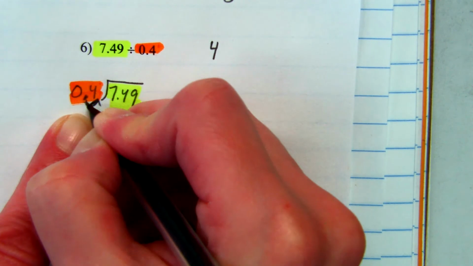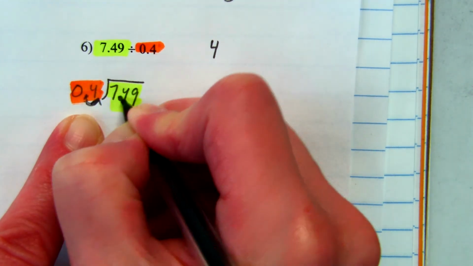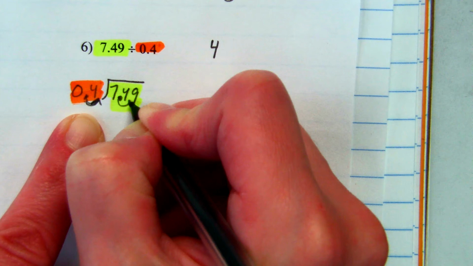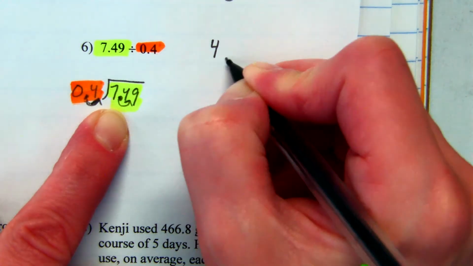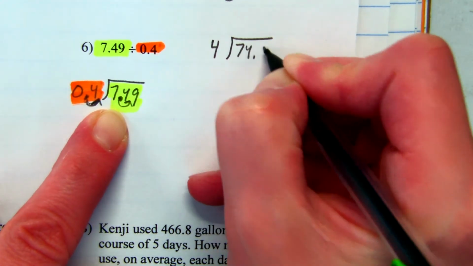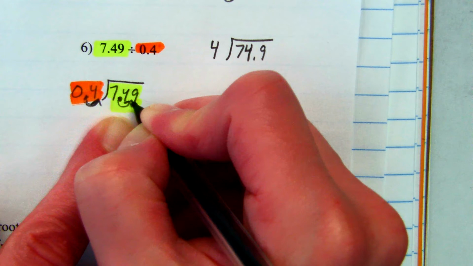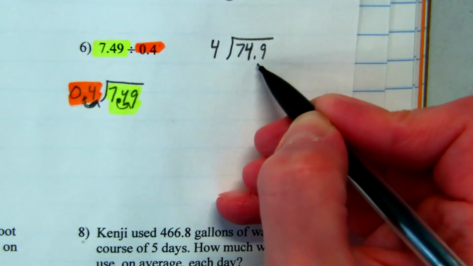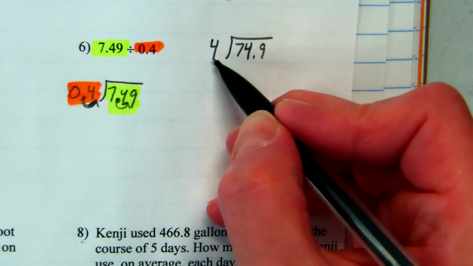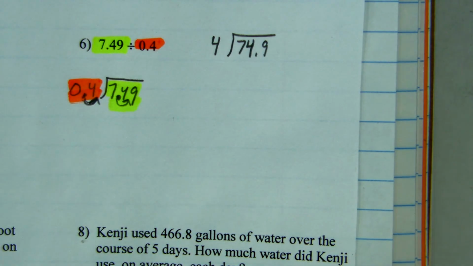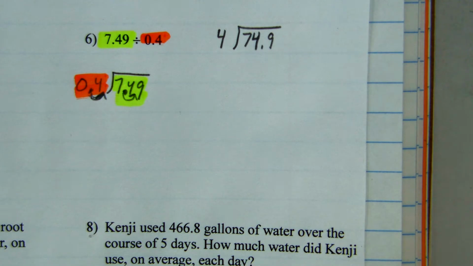And if I move this decimal over one place, I can only move this one over one place. So we're not going to change it to a whole number. It's going to change to 74.9. I just moved the decimal over one place. It's okay to have a decimal on the inside. It's on the outside. We don't want to work with decimals. We want to make this easy on ourselves.